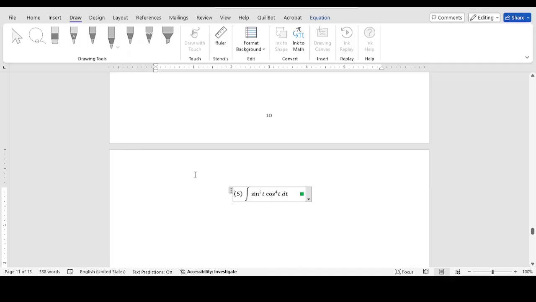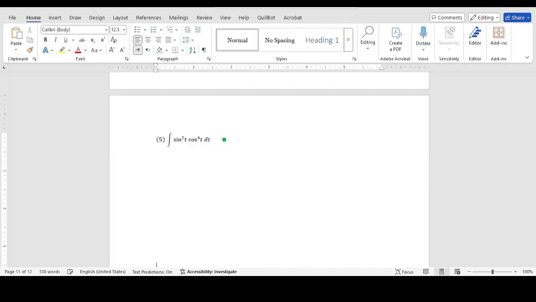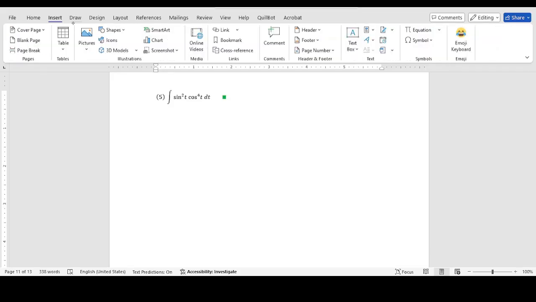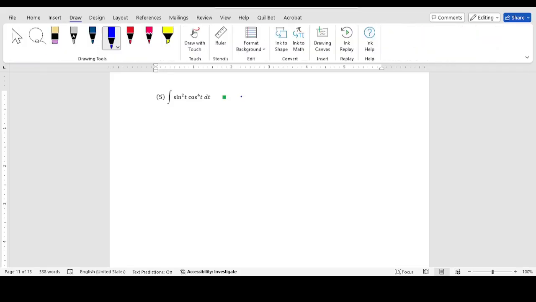Going to the next problem. Here we have sine squared cosine to the power 4, both functions with even power. My idea is to transform both into one of the functions. It's better to transform it to be cosine to the power 4 and then use the reduction formula. It will be possible to replace this sine squared with 1 minus cosine to the power 2t.